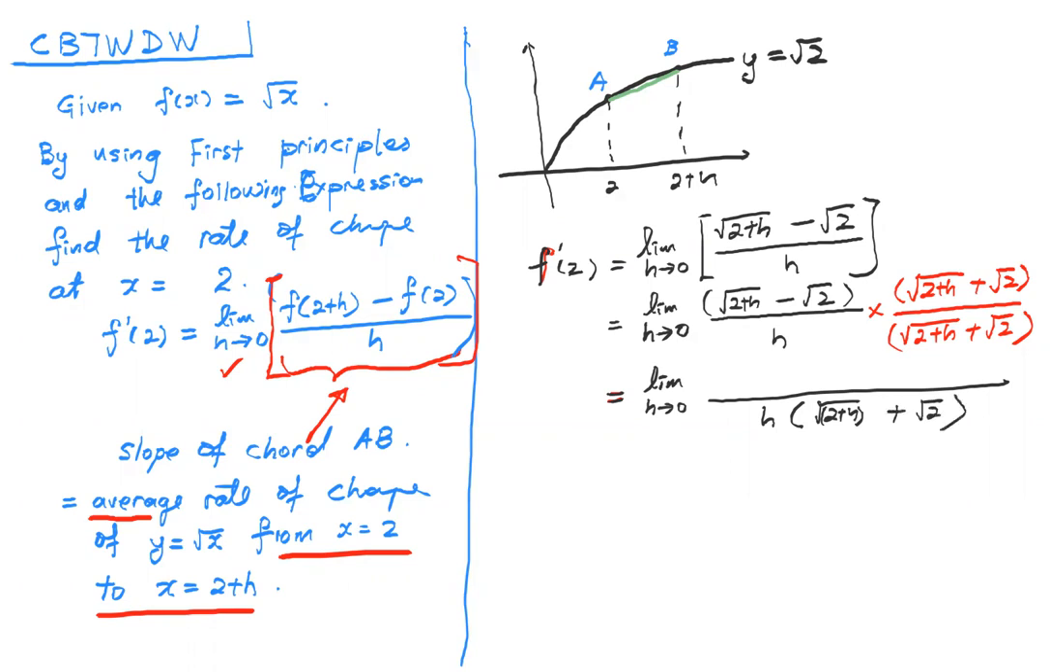Close. So the top, I'm going to use this concept. What concept is that? You learn in factorization, correct? A plus B times A minus B. What do you get? A squared minus B squared. Am I right?